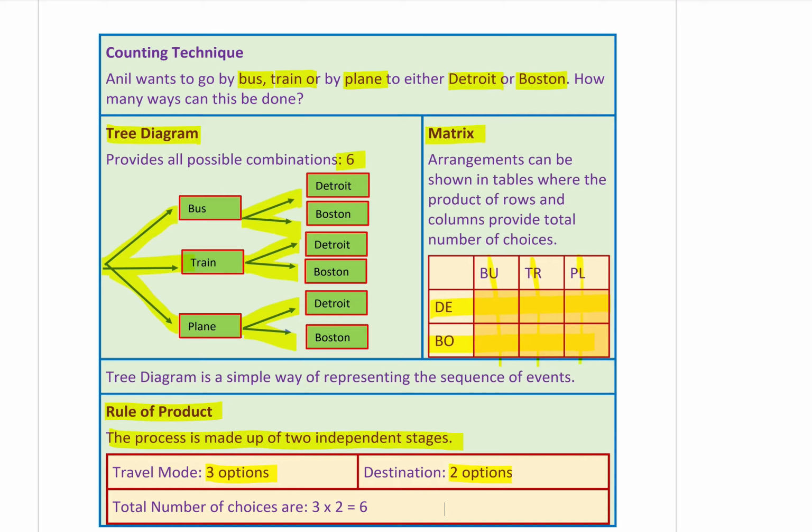As you can see here, travel mode is by three options, bus, train, or plane, and destination is by two options, Detroit or Boston. So the total number of choices is 3 times 2, which is 6. And this is called the rule of product. Now let's explore this rule of product. How can we use it very effectively? We'll follow up with some examples.